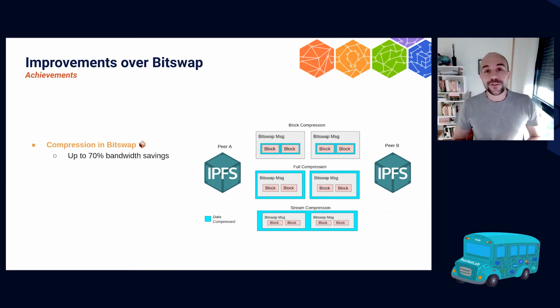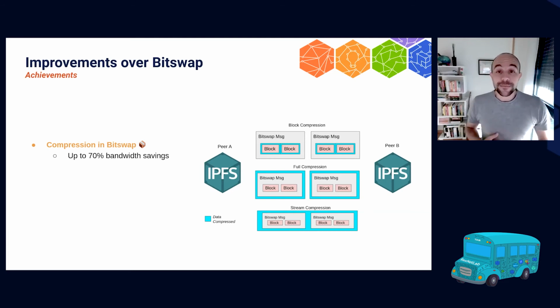We first tried to just compress the blocks, but the problem was that the level of compression we were achieving wasn't that high. And also, because of the implementation of the network interface, we had to stop the protocol every time we wanted to compress a block before sending it through the channel. So then we said, let's try a full compression strategy, where every single Bitswap message is compressed before being sent. This had better compression ratios, but still there was quite an overhead in the compression and sending of the messages.